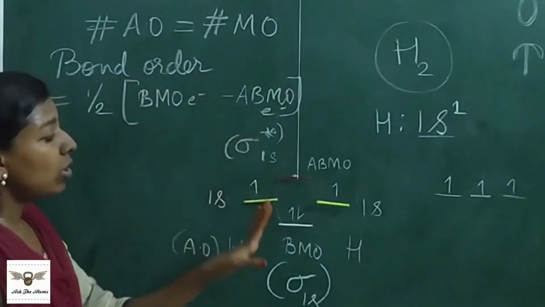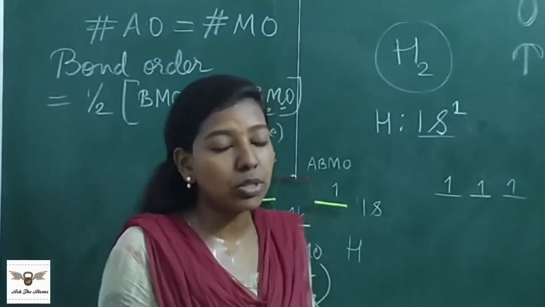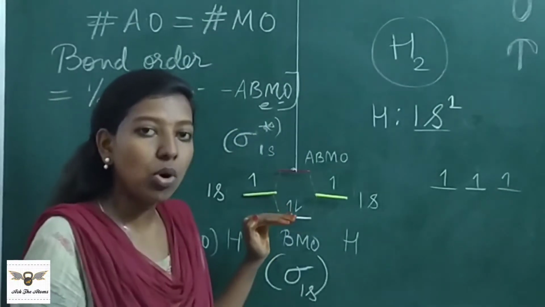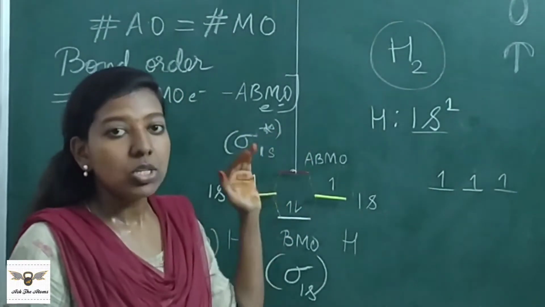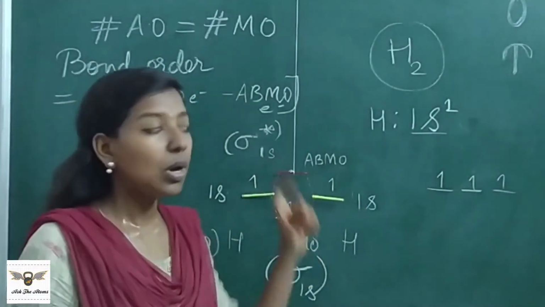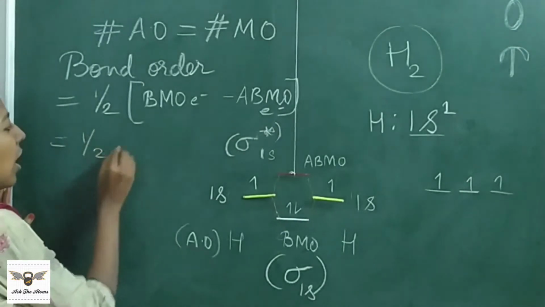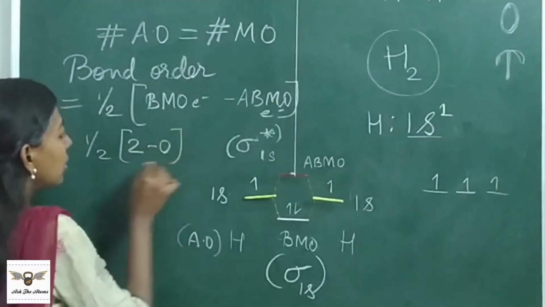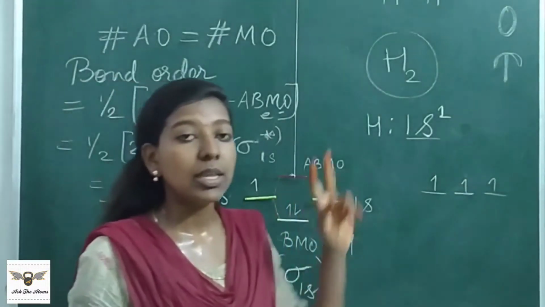How do I find bond order for other molecules without knowing much about them? Always bonding minus anti-bonding, because you're going to fill from the bonding level. So this is going to have a lot of electrons compared to anti-bonding. So bonding minus anti-bonding will give you a value. Take half of that. That is going to be the bond order. So here our bond order is half into 2 minus 0. So it is 1.